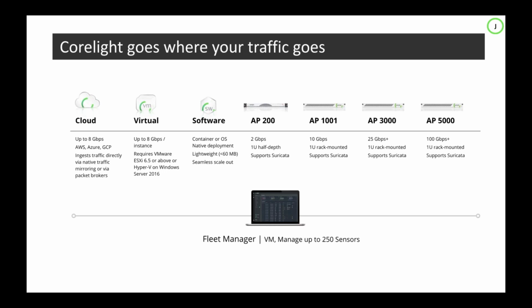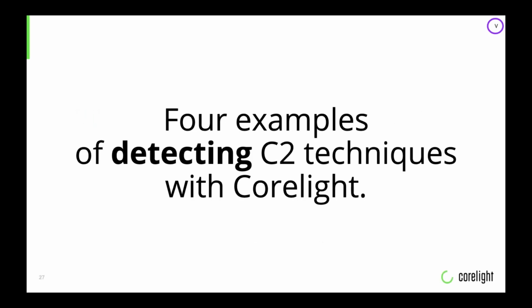Some people say, you know what, I want to go with a commercial off-the-shelf solution that can scale elegantly. That's Corelight. And our AP5000, which is our newest sensor in this product line you see here, can do that in a 1U form factor. So now let's switch gears and talk about detections, and specifically detections of C2 activity in your environment and what that looks like with Corelight. So Vince, I'm going to turn it back to you.